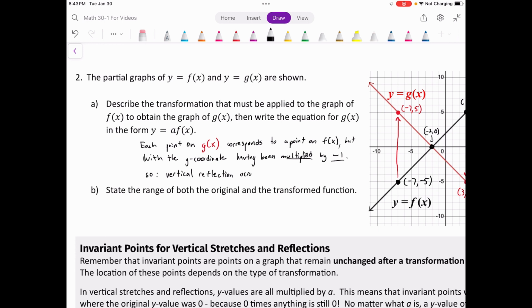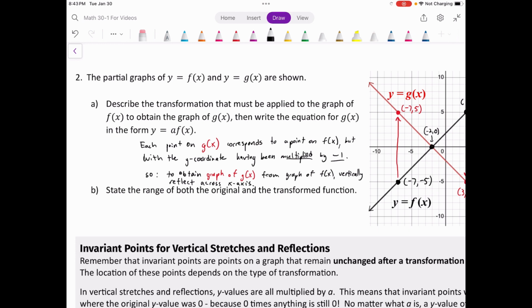across the x-axis. Maybe I should reword that to actually address their question. How do we go from f of x to g of x? So to obtain the graph of g of x from the graph of f of x, vertically reflect across the x-axis.